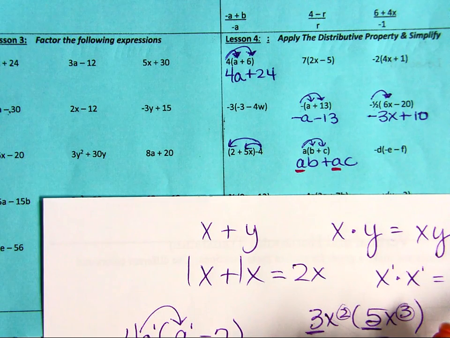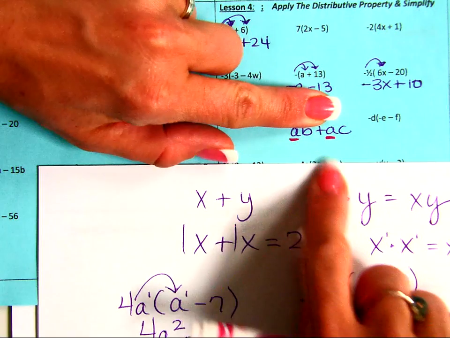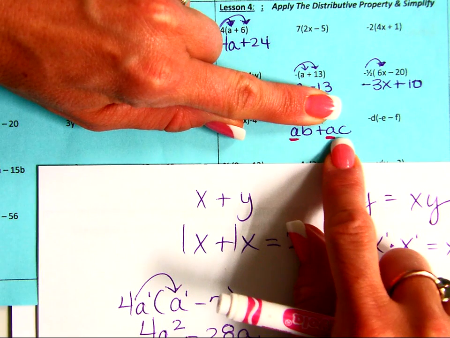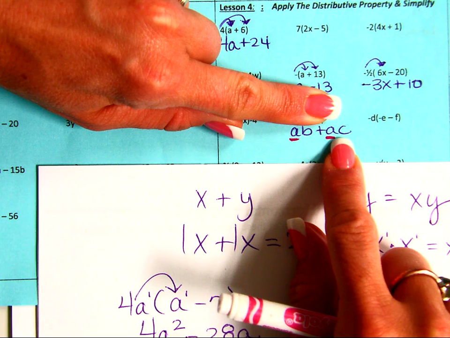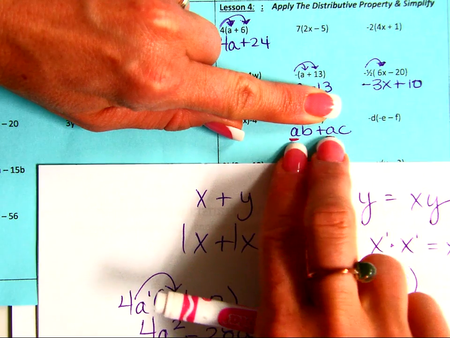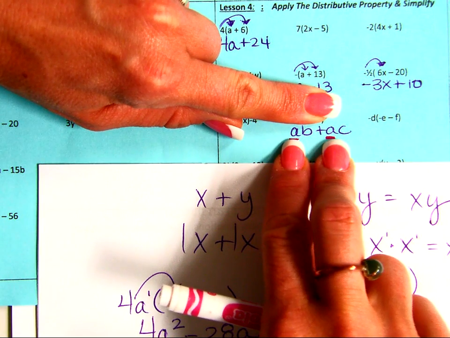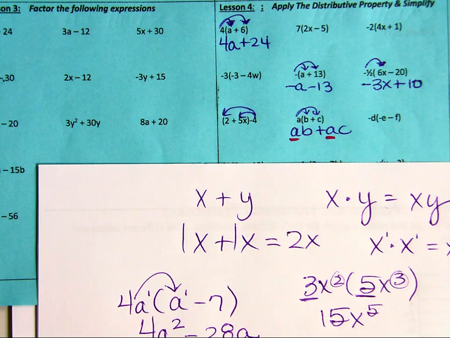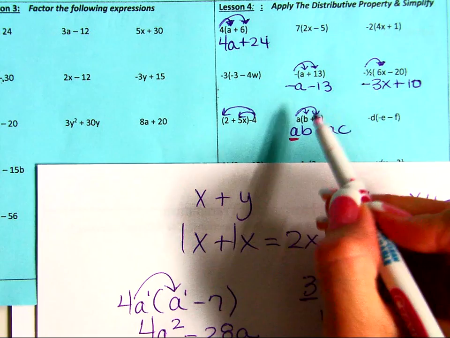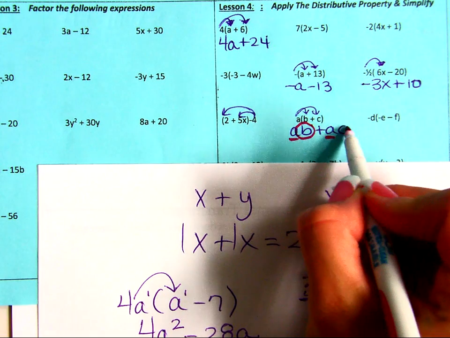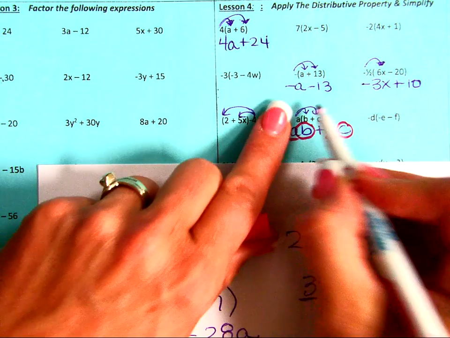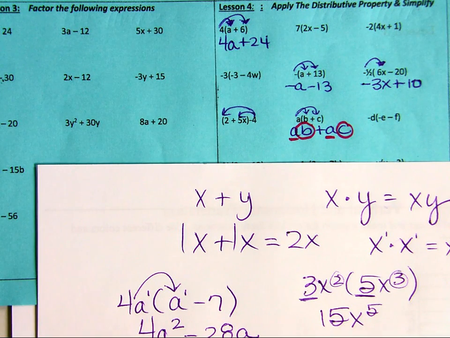That's what factor means. So if I started you off with the ab plus ac and said, what did I start out with? And what did I distribute? You see an a in both of them? That's why the a is in front. And then the b plus c is what was left after you pulled that a out of there. Do you understand? Okay, so everybody watch up here.